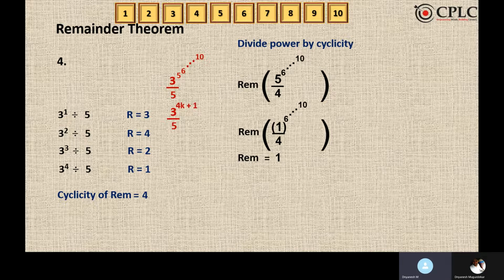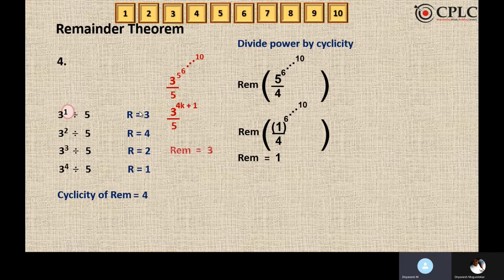So don't consider their answer. They have considered the answer as 1, which they were figuring out as this answer. But if you remember, the original question was not this. The original question was this. The 1 answer is only for the power. So the final question will be 3 raised to 1 divided by 5.